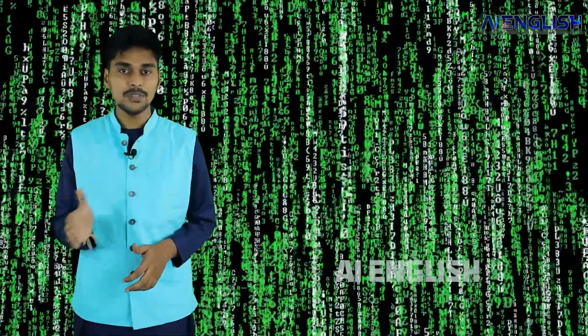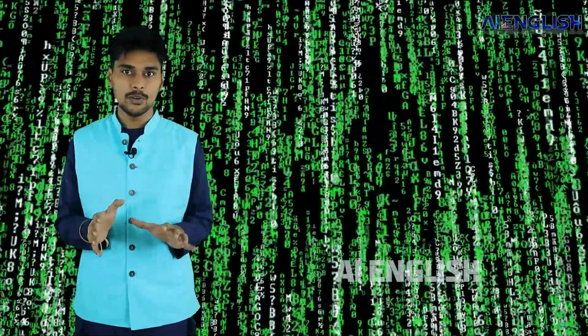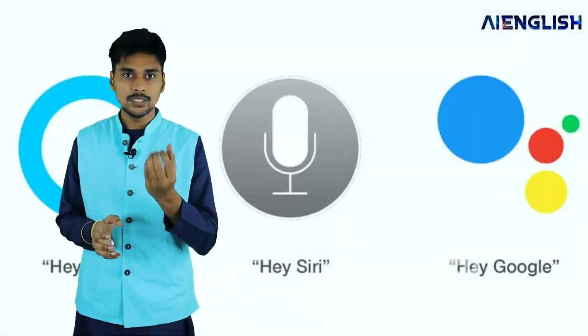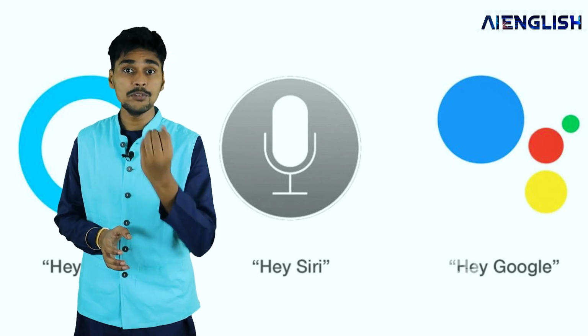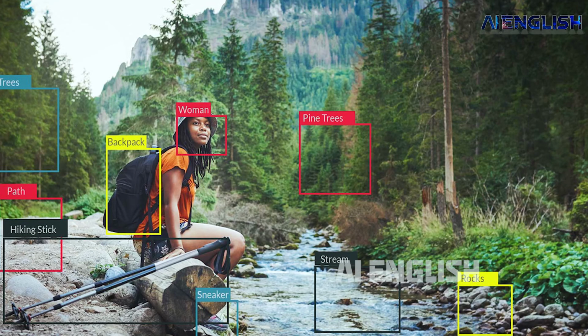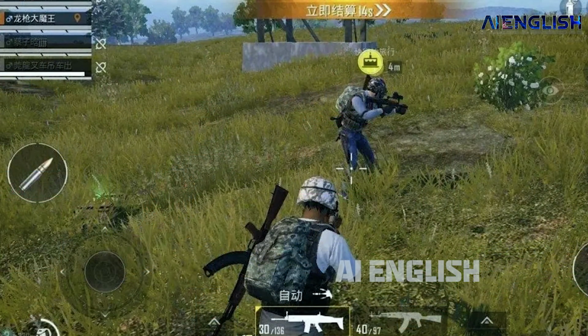Now in terms of artificial intelligence, what is your real environment? In case of a voice assistant, for example Alexa, the voice is the environment. For image recognition, the image is the environment. For a game, the game is the environment.